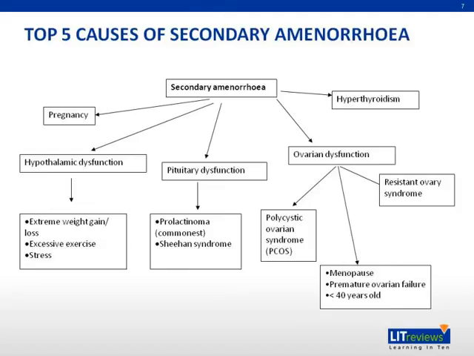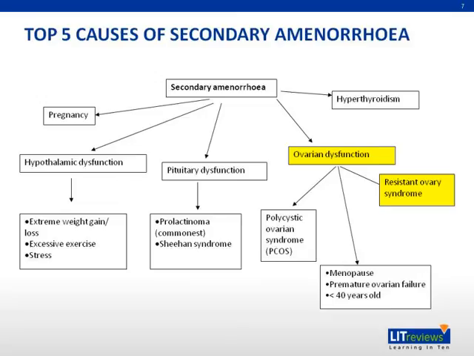The second most common would be the hypothalamic causes, such as stress or weight gain. Next would be polycystic ovarian syndrome, which is under ovarian dysfunction. Then it would be prolactinoma or Sheehan syndrome. And finally, in a small group, it could be due to premature ovarian failure or premature menopause in women less than 40 years. This condition differs from resistant ovarian syndrome, where there are no more follicles.